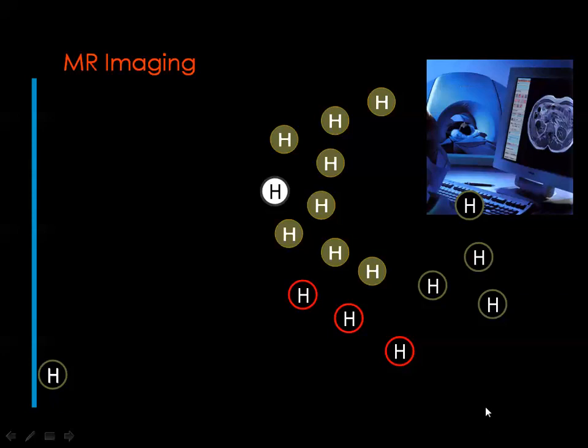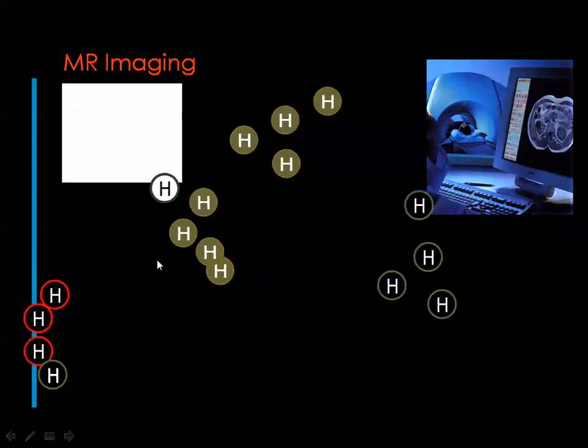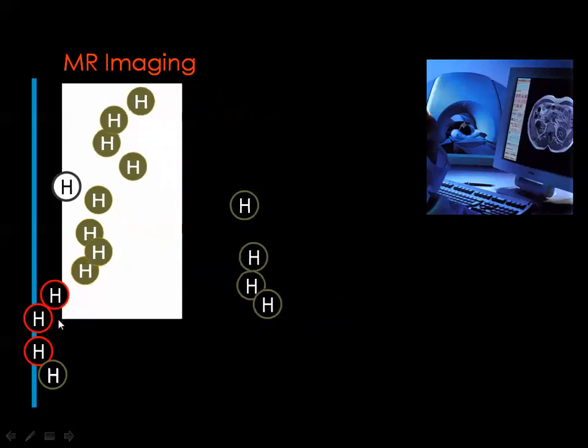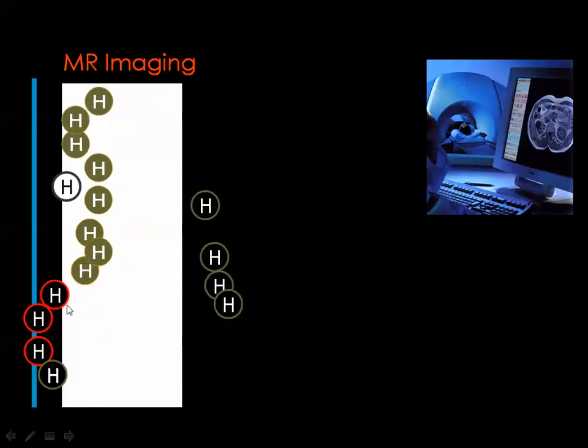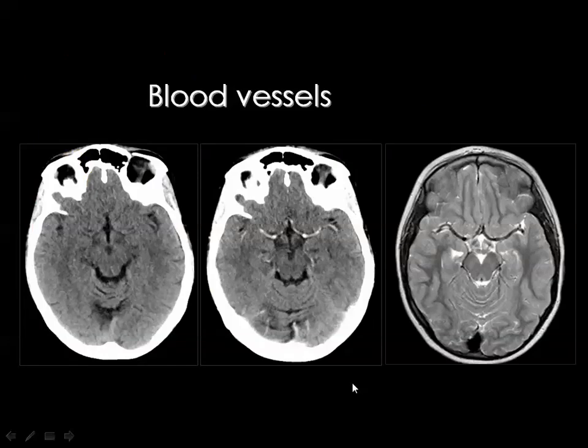If you have the T1, they run very fast. If you have the T2, they run very fast, and these are the hydrogen present in the blood vessels. Flowing blood inside the vessels will appear black in the T1 and black in the T2. If you want to have a CT image for the blood vessels, you should inject contrast material in order to see the blood vessels.